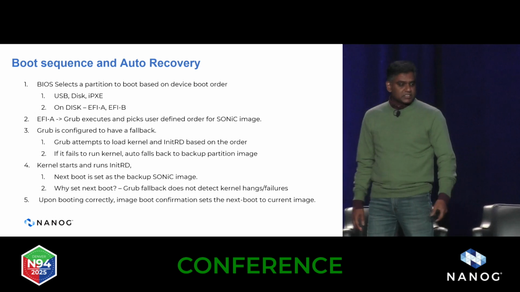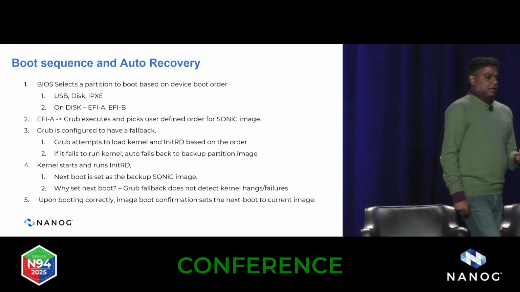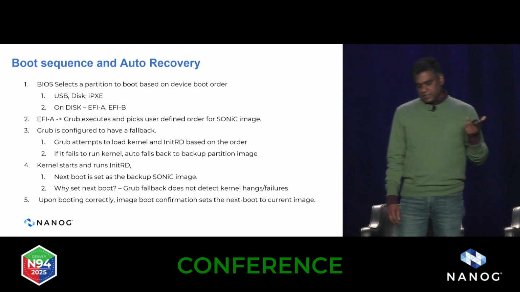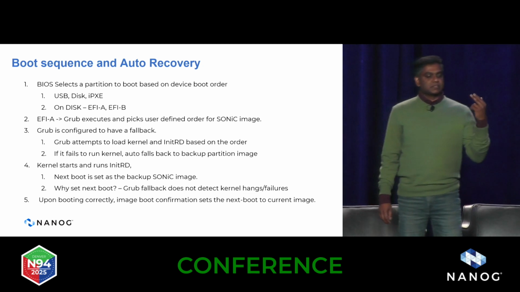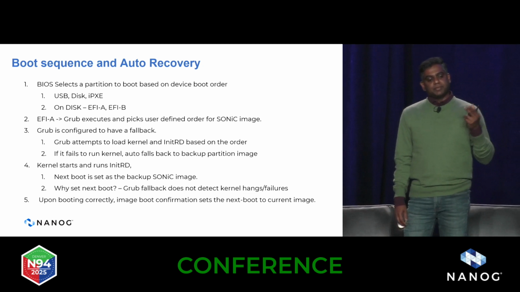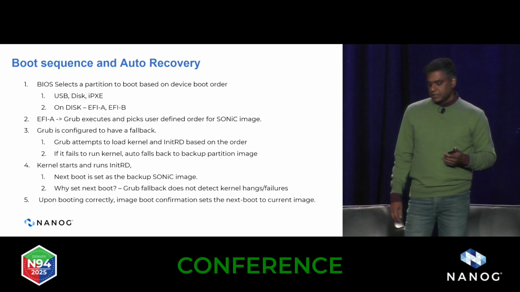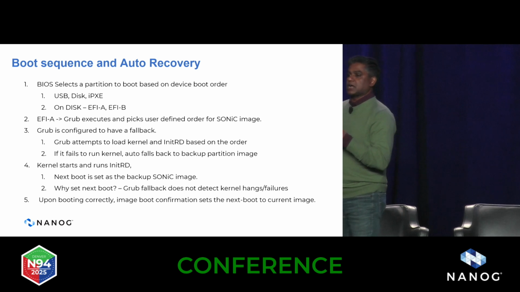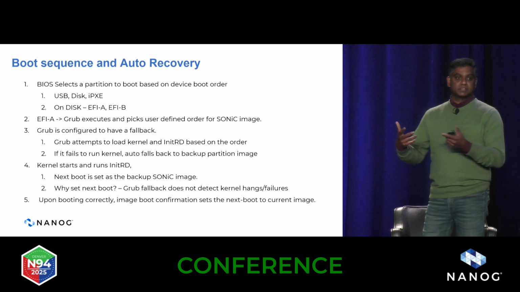All right. This is just a description of how the boot sequence works. Primarily, again, you have a USB disk and iPXE, the default boot options on there. If a disk is chosen, we have configured EFI A and B as the primary ones in there. If EFI A fails, B takes over, kind of, right? And grub, as soon as EFI exits and grub starts off, at that point, grub is primarily in charge of making sure the system is booting.